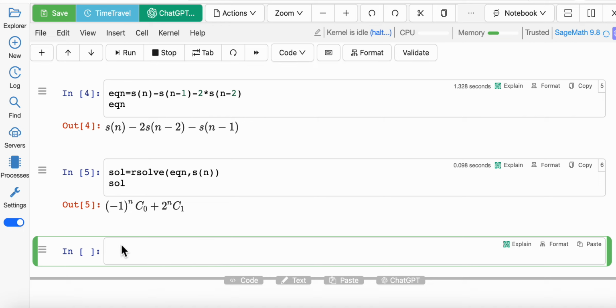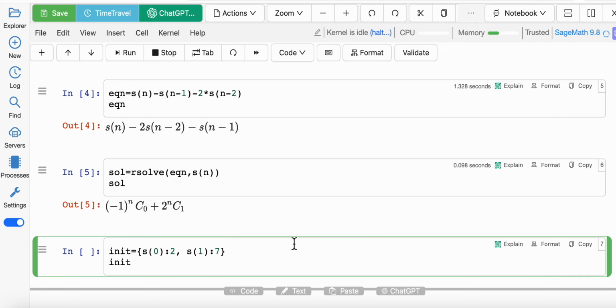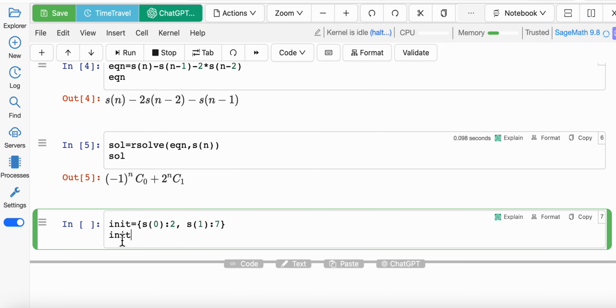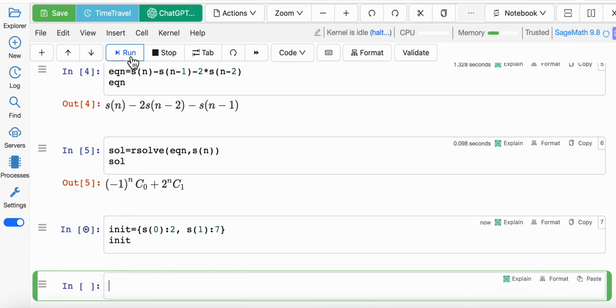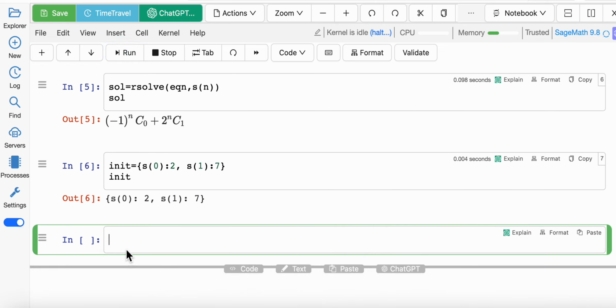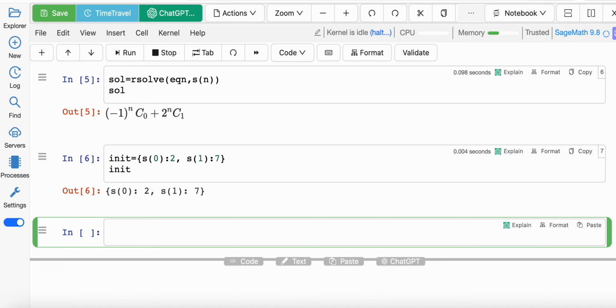So for the initial conditions, we have that s0 is equal to 2 and s1 equal to 7, and these are going to be the initial conditions. Run it. So these are the correct ones. And so now we are going to actually ask Sage to give us the closed form.